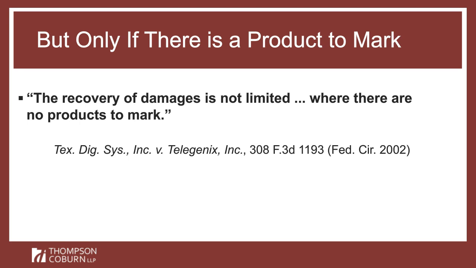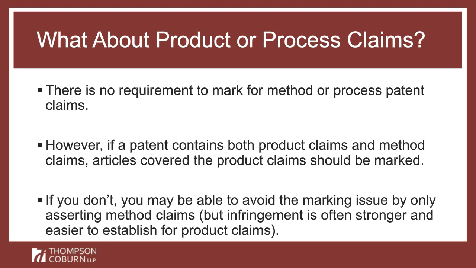The other exception is for method or process claims. Patents will quite often have patent claims that cover the actual product, the pair of pliers that I showed you earlier. But sometimes patents also have claims that are directed to a process. So it could be the process of making those pair of pliers, or just some type of process for making a chemical formula or using a computer. And you can't really mark a process. There's not something physical to mark. And in those cases, there is no requirement under the Patent Act to mark.